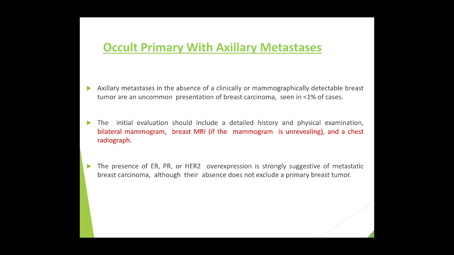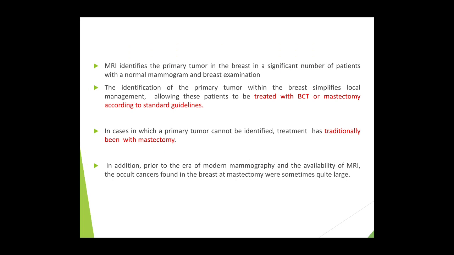The presence of positive immunohistochemistry, such as ER/PR or HER2 overexpression, is strongly suggestive of metastatic breast cancer, although their absence does not exclude a primary breast tumor. Of course, if the patient has triple negative breast cancer, it may show metastasis to the axillary lymph nodes, and this condition is occult breast cancer showing triple negative features.